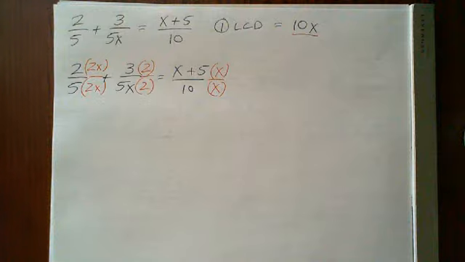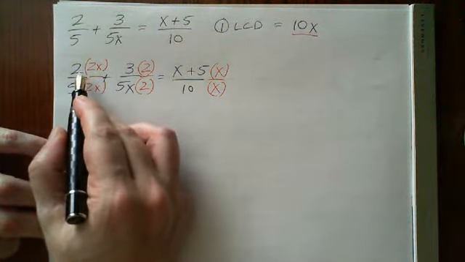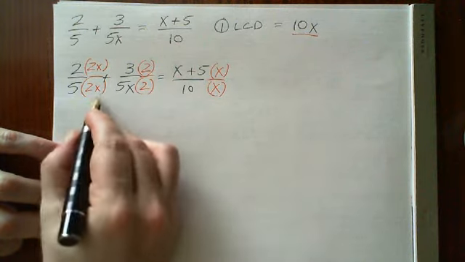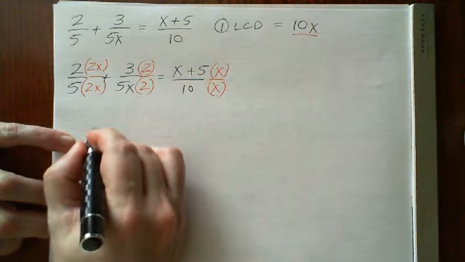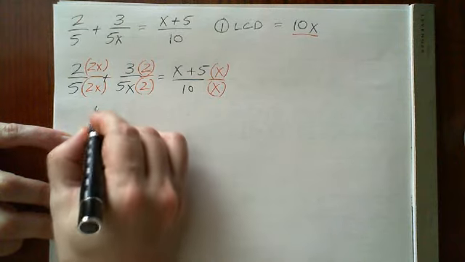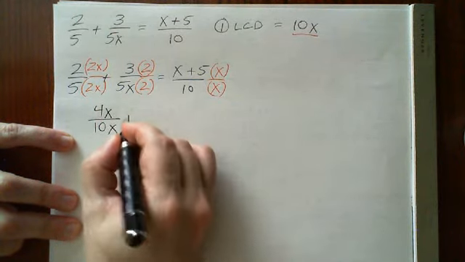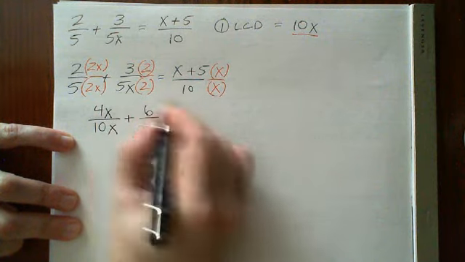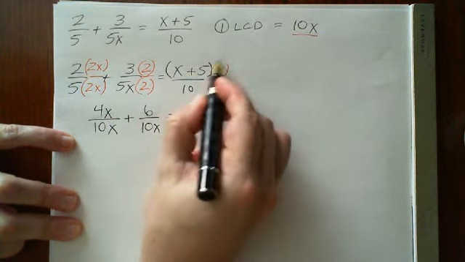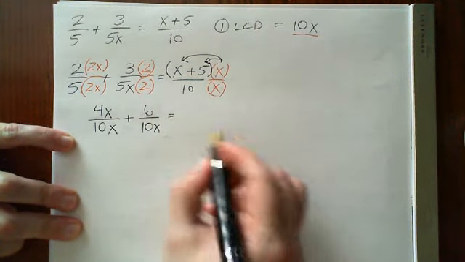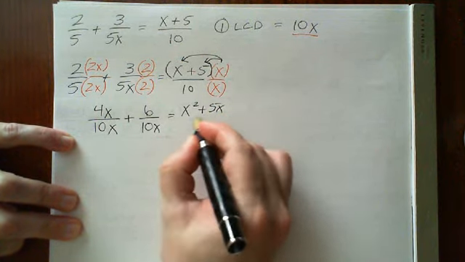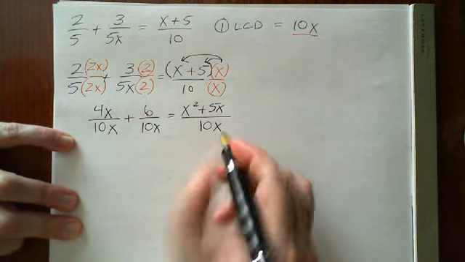Now, from this point, we're just going to perform the operations here. It's just multiplying. So 5 times 2x on the bottom is going to be 10x. I know that because I wanted to have that 10x on the bottom. On the top here, 2 times 2x, well, that's just 4x. 3 times 2 is 6, and then 5x times 2 is 10x. And then this x here, I'm going to have to distribute it to each term inside. That's going to give me x squared plus 5x. And then 10 times x on the bottom gives me 10x.